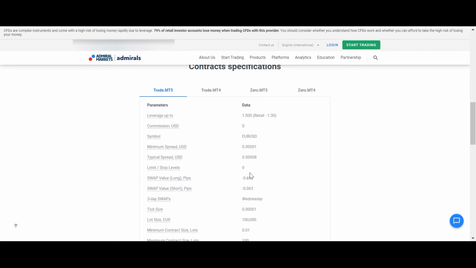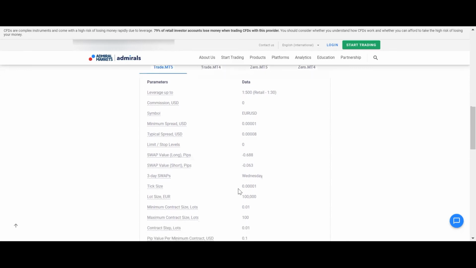Depending on the type of position, swap can be credited or debited for rolling a position over to the next trading day. Swap is reflected in pips. There is also a 3-day swap involved, meaning that swap is credited or debited in a triple amount. Mostly it is happening on Wednesday and for some instruments on Friday.